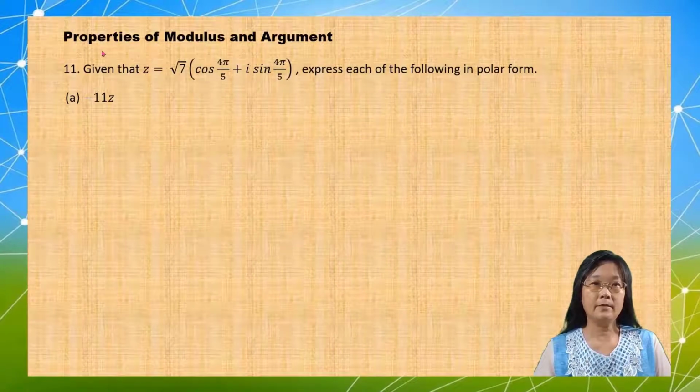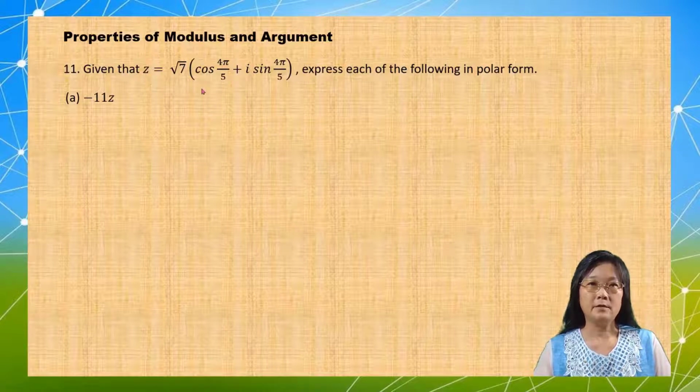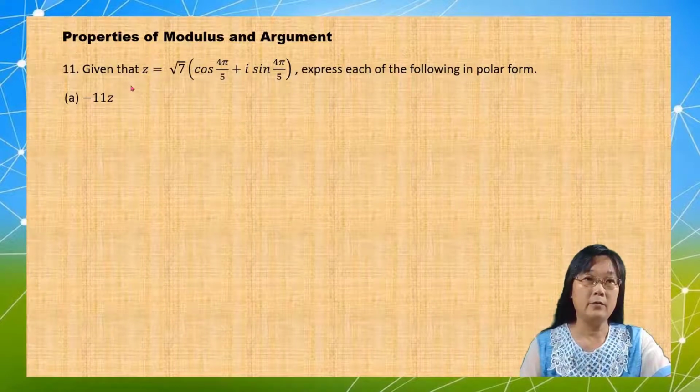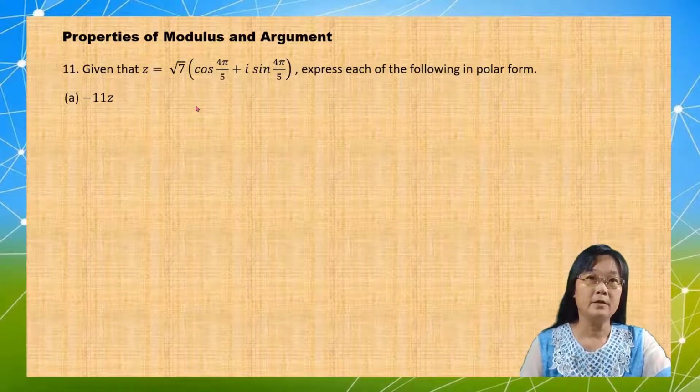Now in this example, I'm going to use the properties of modulus and argument to solve the problem. Let's say it is given that a complex number z is given in polar form. Now based on this complex number, express each of the following in polar form. Now I want to find the complex number negative 11z in polar form.